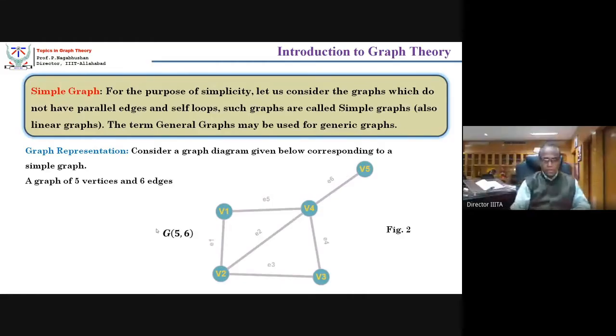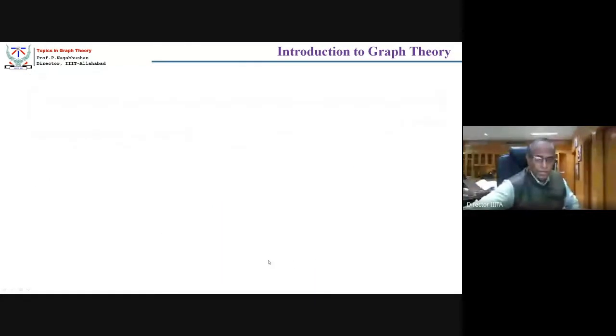All right. Again, this diagram, consider the graph. This graph has 5 vertices and 6 edges. And it is a simple graph because I have not considered parallel edges, self loops, or an isolated vertex. Of course, I have considered a pendant vertex because it is still connected. It is a connected graph.